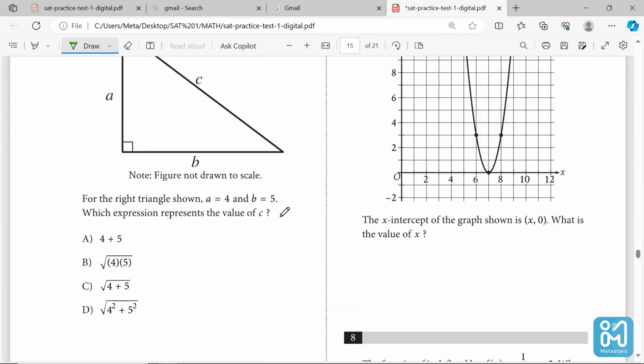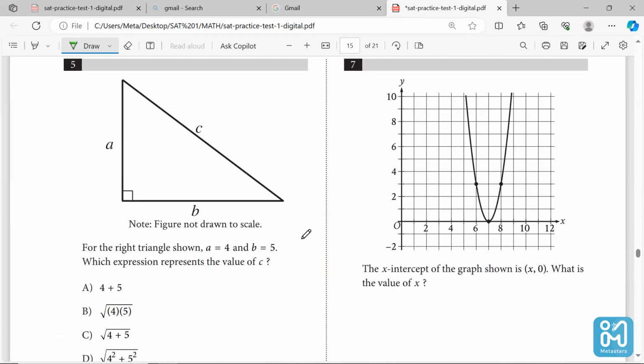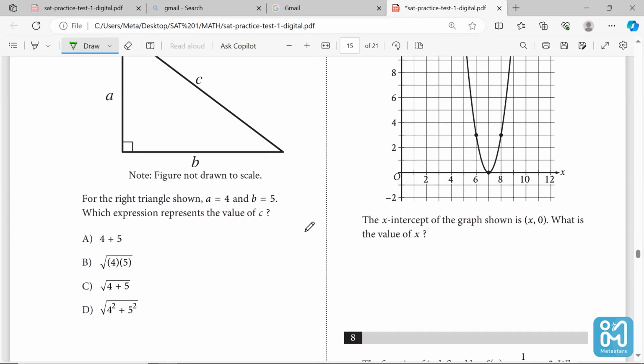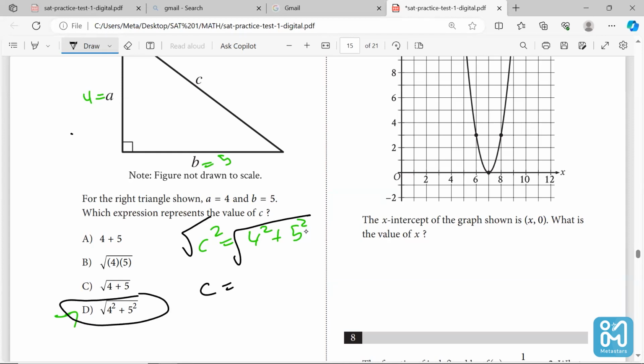Okay. Another kind of question. We have the right angle triangle here, ABC. Figure not drawn to scale. In the right triangle shown, A equals 4, B equals 5. What's the value of C? I'm going to use the Pythagorean theorem. C squared equals 4 squared plus 5 squared. Now, guys, focus. Take a look at the choices. They will not ask you about the final answer. They ask you the first step. So C equals the square root. So C equals this answer. Good.